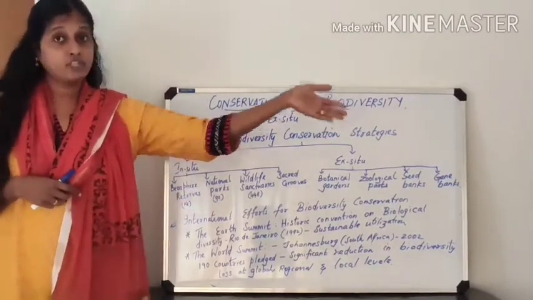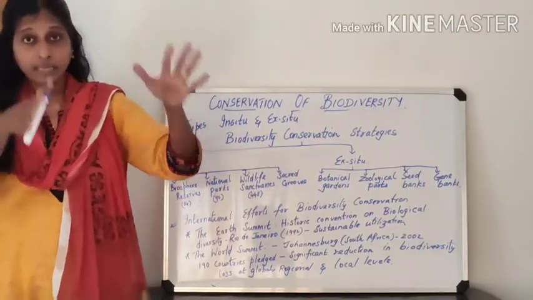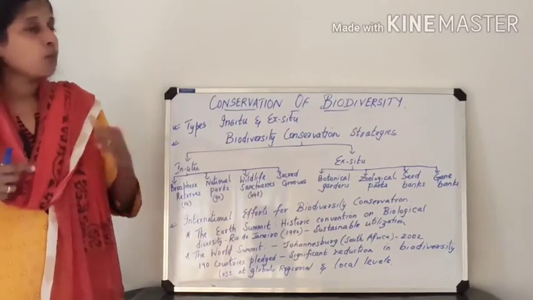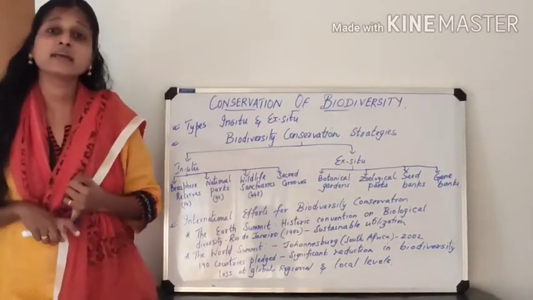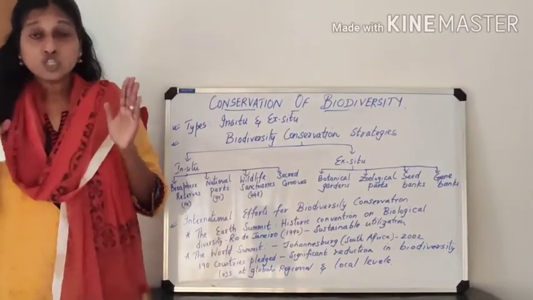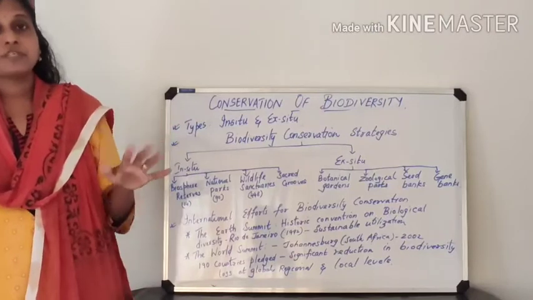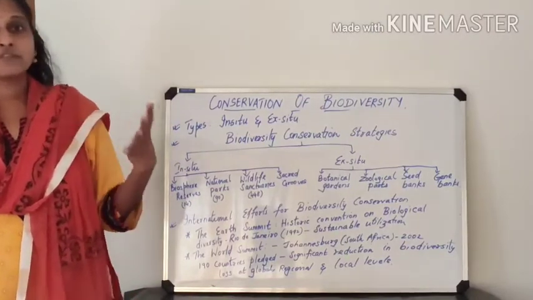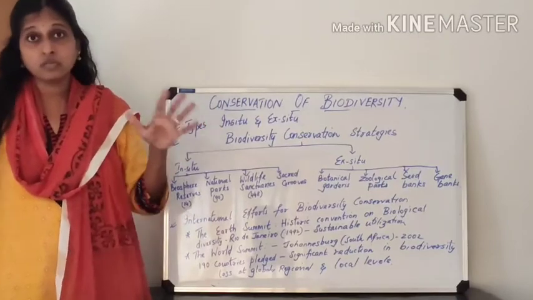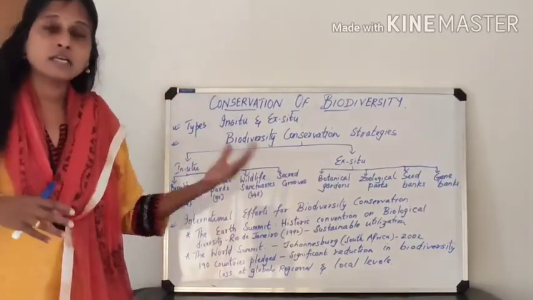Now ex situ means in an artificial environment. I am making it, and thereafter I am bringing them there to preserve or conserve them. What are they? Botanical gardens. You would have heard of the Indian botanical garden; we learned this last year. In botanical gardens all the plant species are kept, and the species which need differing temperatures are kept in greenhouses. So that is regarding botanical gardens.